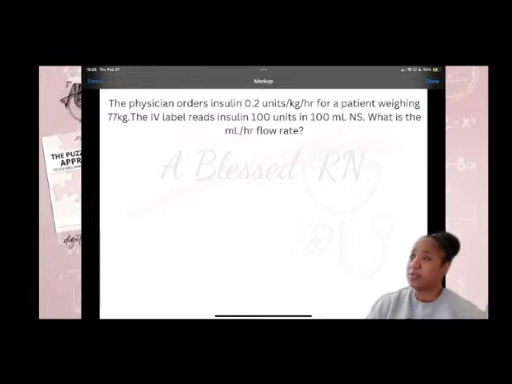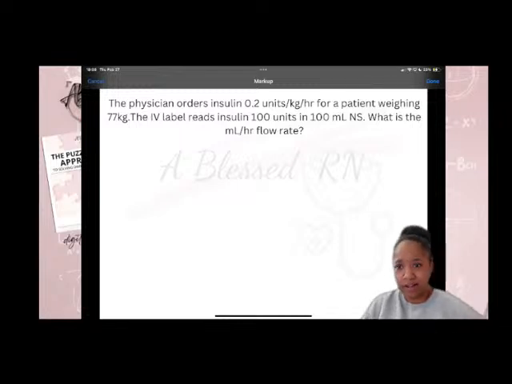The physician orders insulin 0.2 units per kilogram per hour for a patient weighing 77 kgs. The IV label reads insulin 100 units in 100 mLs of normal saline. What is the milliliter per hour flow rate? Okay.